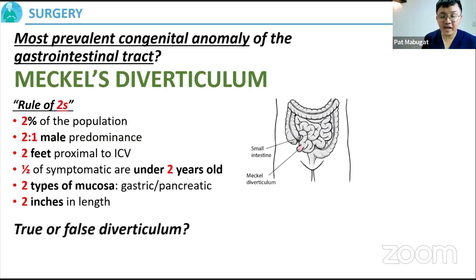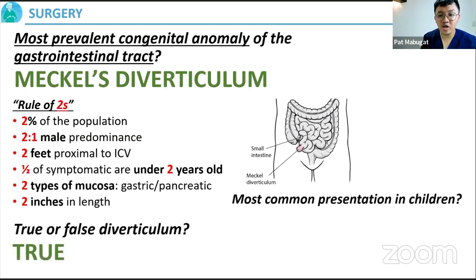Right? So is Meckel's diverticulum a true or false diverticulum? It's true. What's the most common presentation in children? It's bleeding because you have heterotopic mucosa there. It's supposedly intestine, but if you have gastric or pancreatic tissue there, it's going to produce acid and pancreatic juice, irritating the mucosa and causing bleeding.